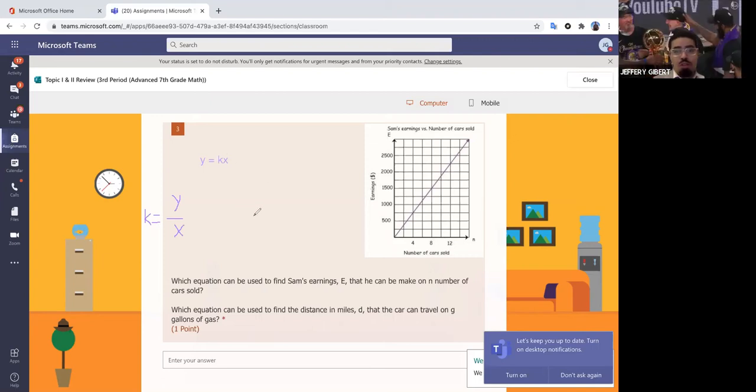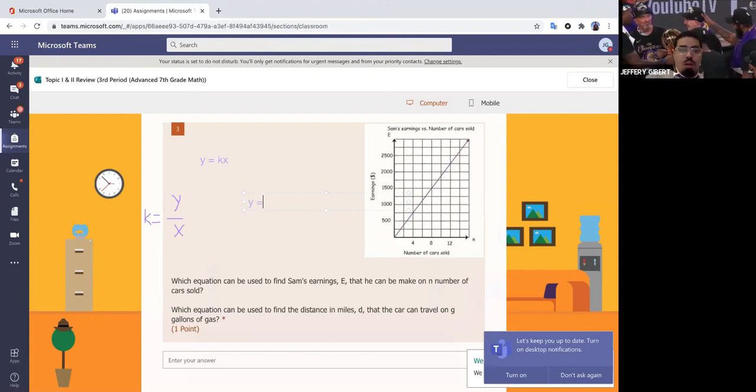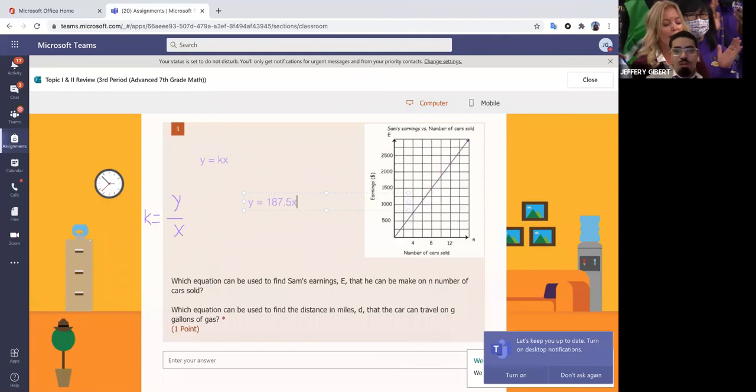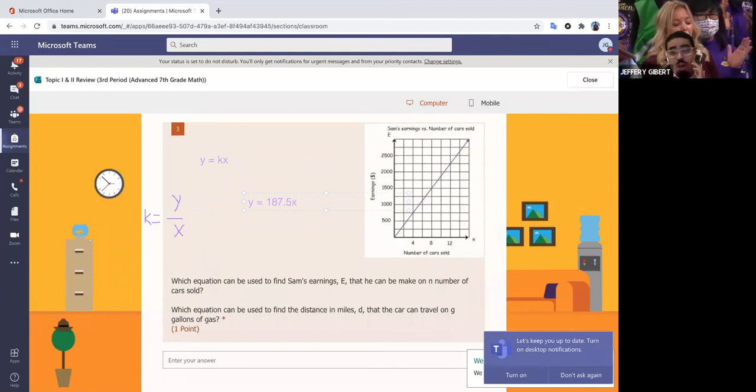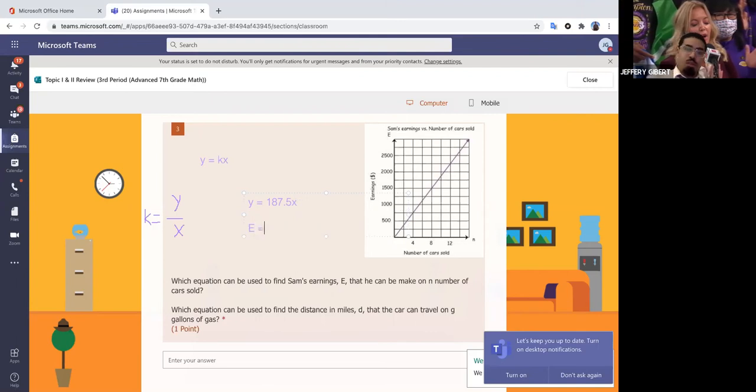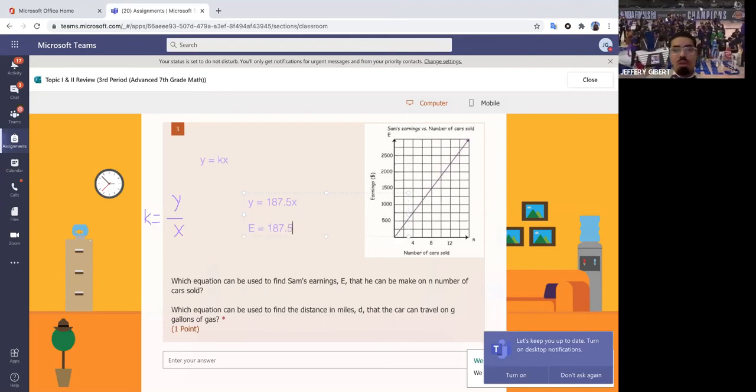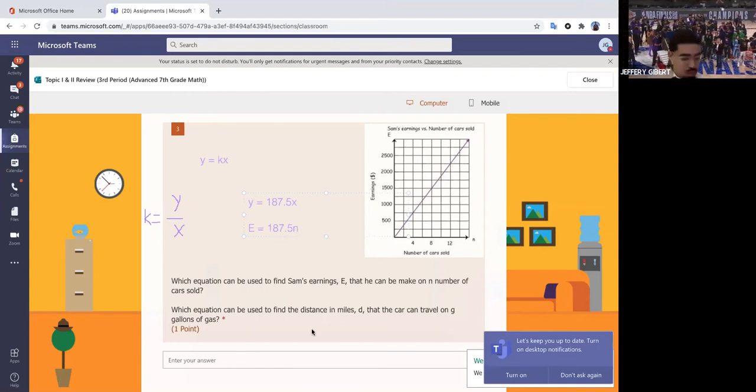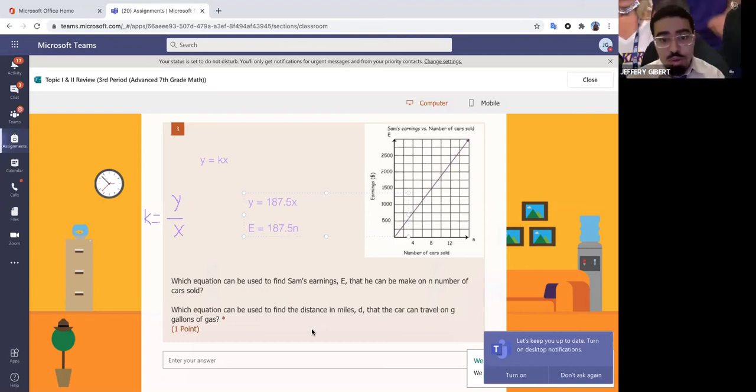That means your answer is y equals 187.5x. But since our specific question doesn't use y and x, they substituted y with e, and they substituted x with n. So it's e equals 187.5n.